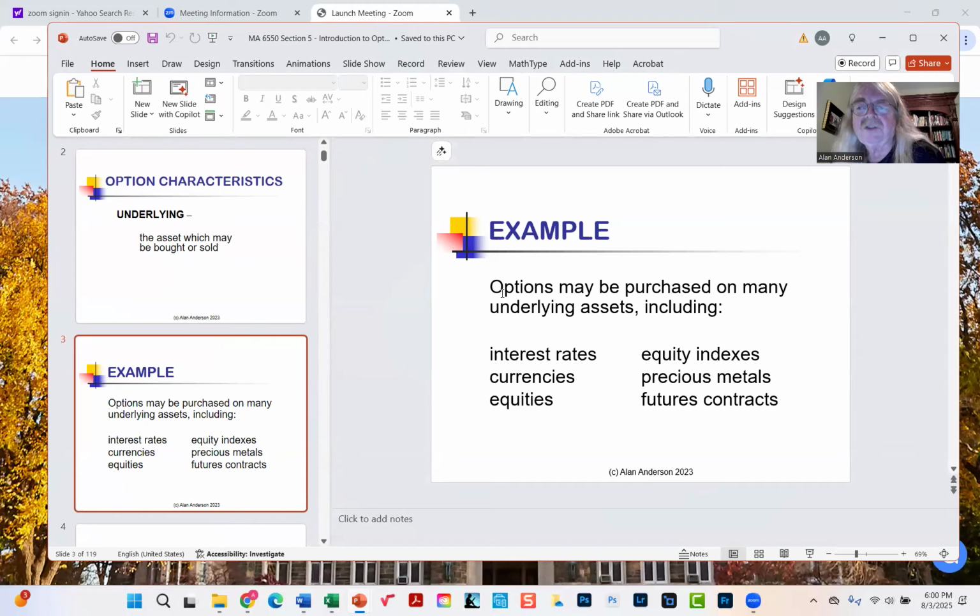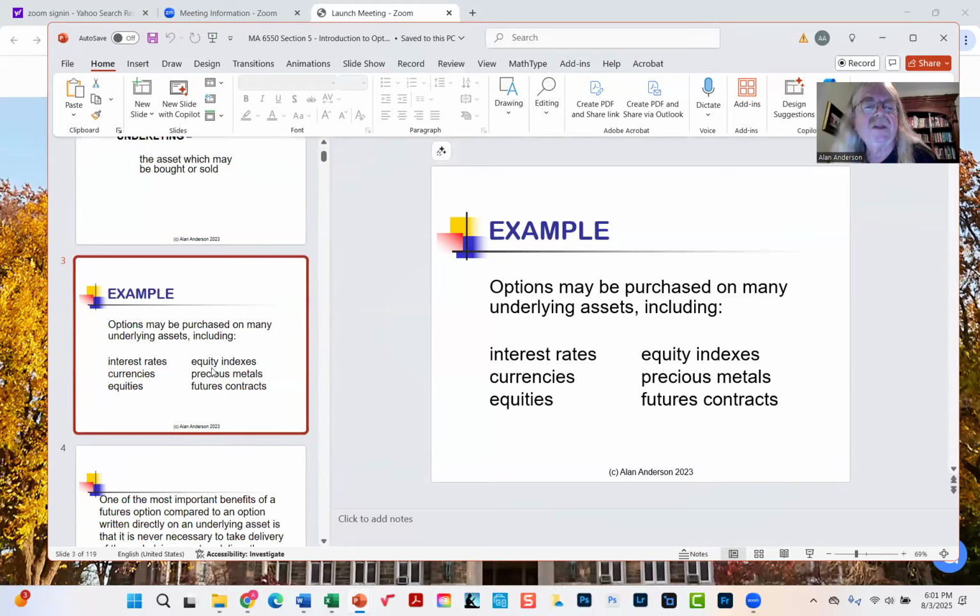Sometimes that's the way to go if you're not sure what stocks might go up or down, but you're betting on the entire market as a whole. That might be your best choice. Then we also have precious metals like gold, silver, platinum, etc. And then, interestingly enough, as you can see in the bottom here, you can also buy an option on a futures contract. So why would you do that?